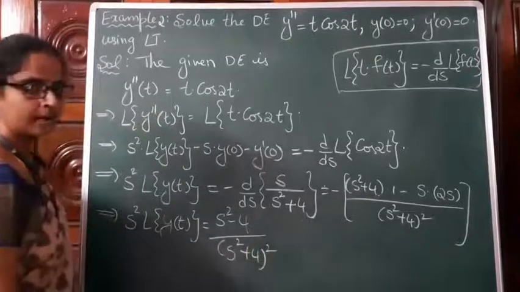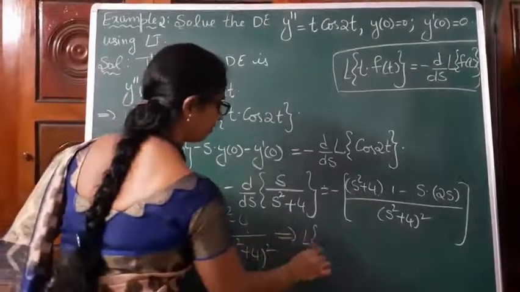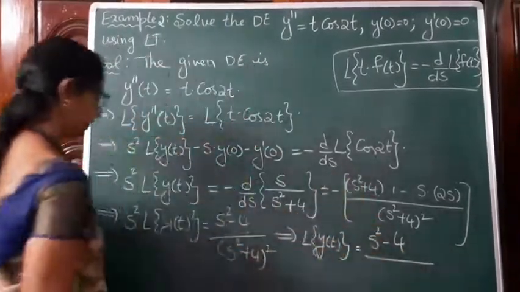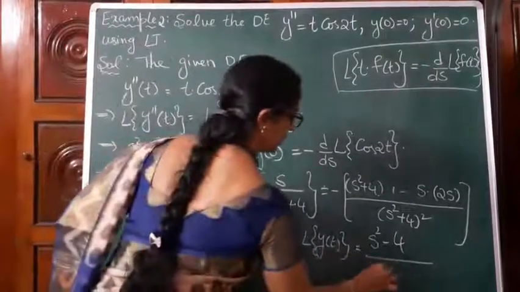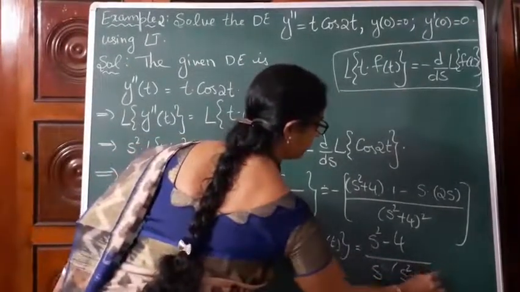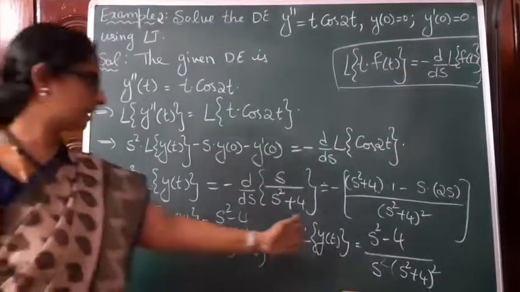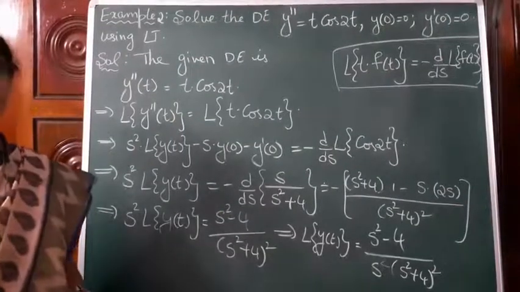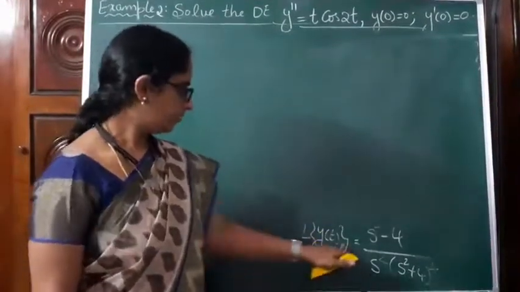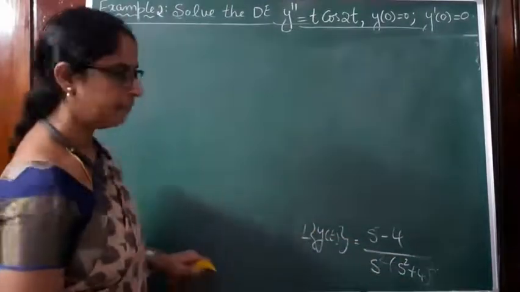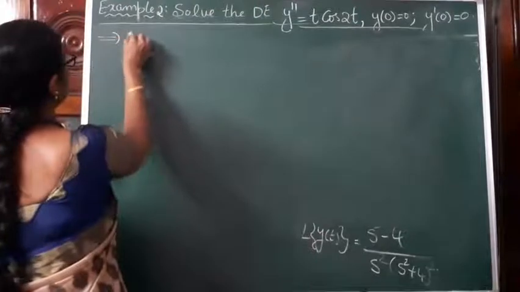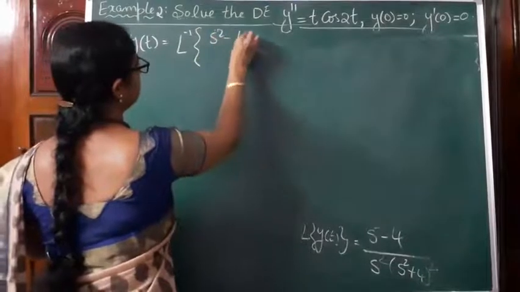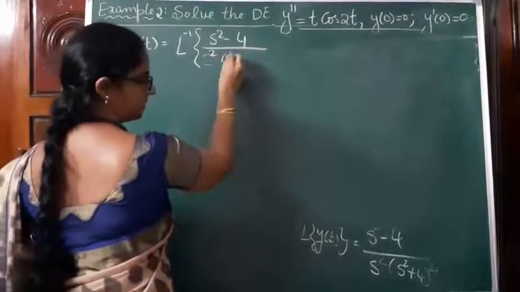From this, what is L of y of t? L of y of t is equal to s square minus 4 by s square into s square plus 4 whole square. Now taking inverse Laplace transform on both sides, we'll find y of t. So L of y of t is s square minus 4 by s square into s square plus 4 whole square. From this, y of t is equal to L inverse of s square minus 4 by s square into s square plus 4 whole square.